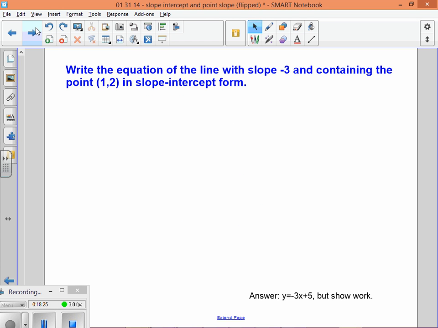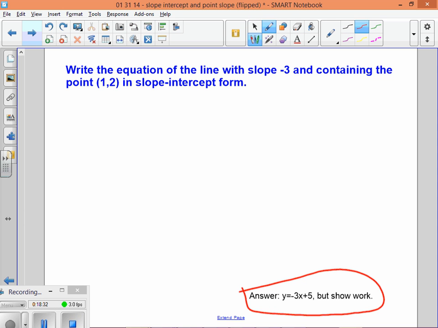Okay, I'm going to leave this one for you to do, but I'm giving you the answer down here on the right. You must show your work. You can do it either of the two ways we just discussed.